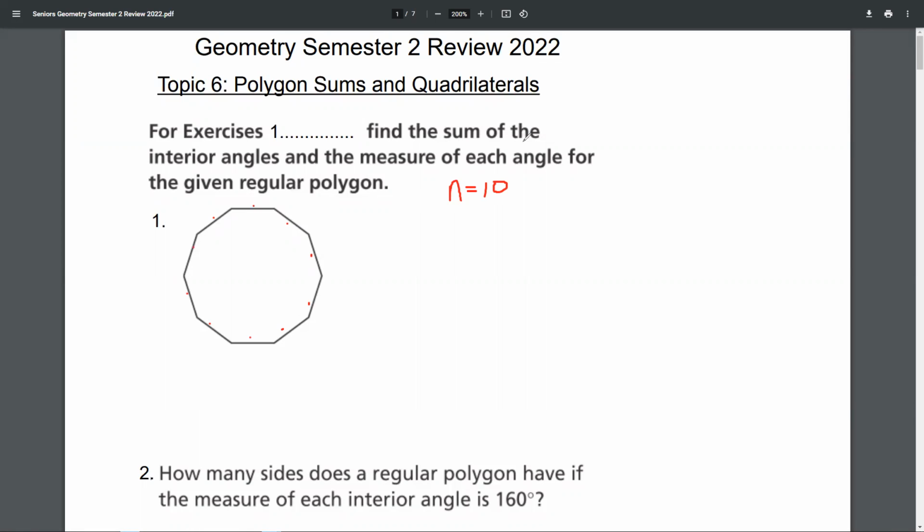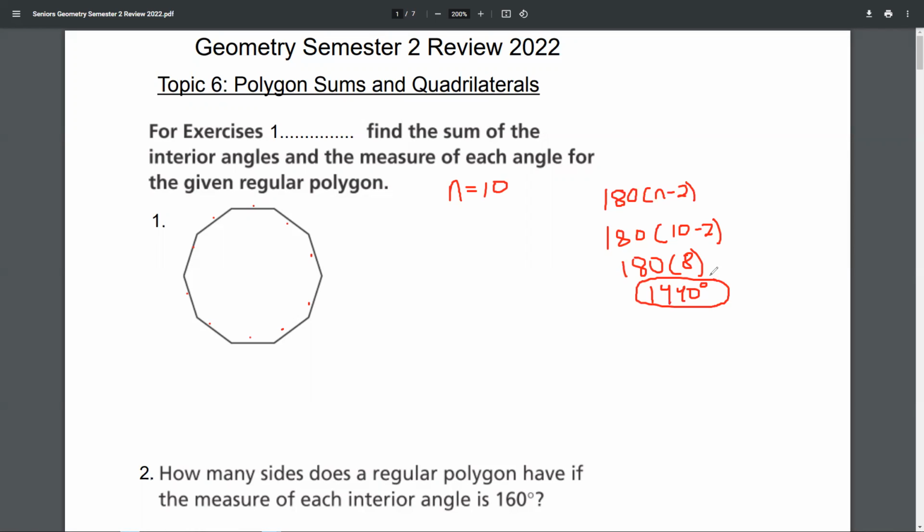So we're going to find the sum of the interior angles. That's given by the expression 180 times n minus 2. You remember n minus 2 is the number of triangles you could make. So this is 180 times 10 minus 2. 10 minus 2 is 8. So 180 times 8 is going to be 1440. So the sum of all these angles, they all add up to 1440.